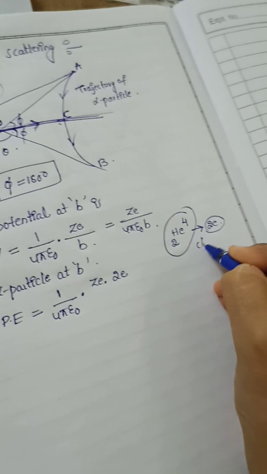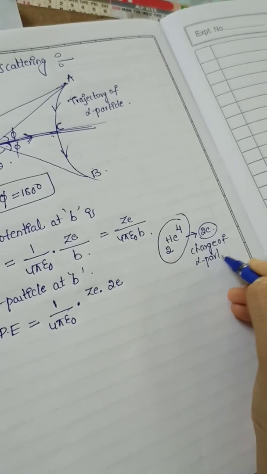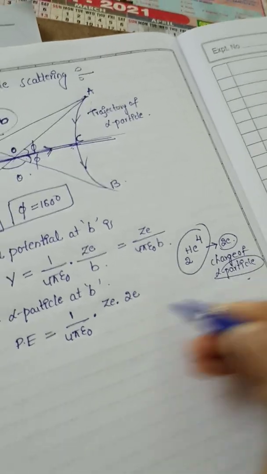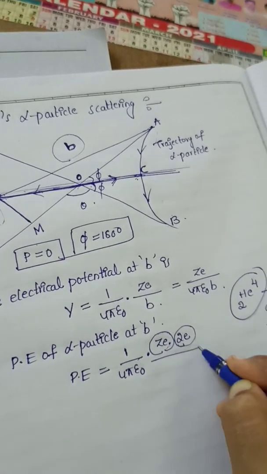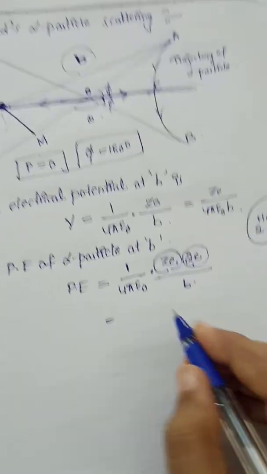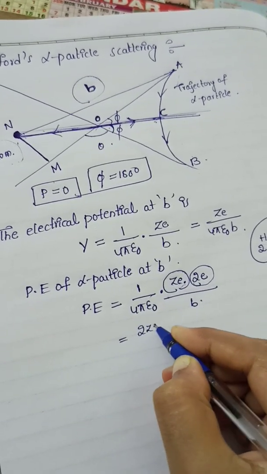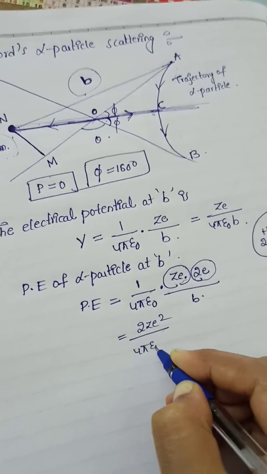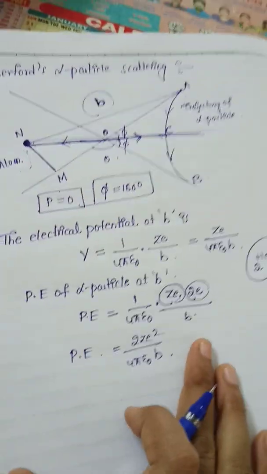Okay, 2e is what? The charge of the alpha particle, or it can also be called the charge of the helium nucleus. So the charge of the alpha particle and the charge of the nucleus, divided by the distance, which is B. Now simply calculate it. It is 2Ze into e, so 2Ze square by 4 pi epsilon naught B. This is the potential energy of the alpha particle at a distance B.